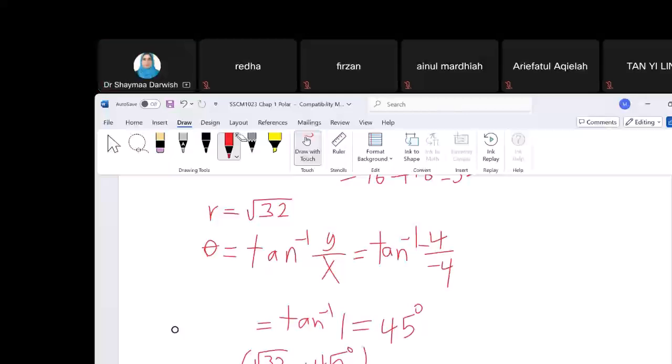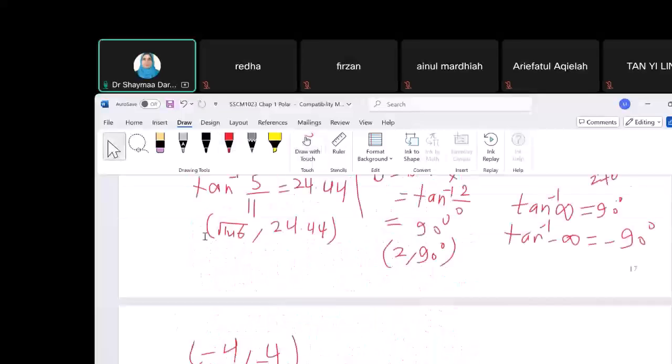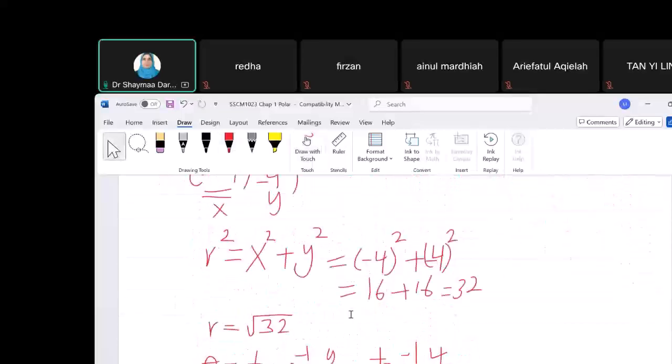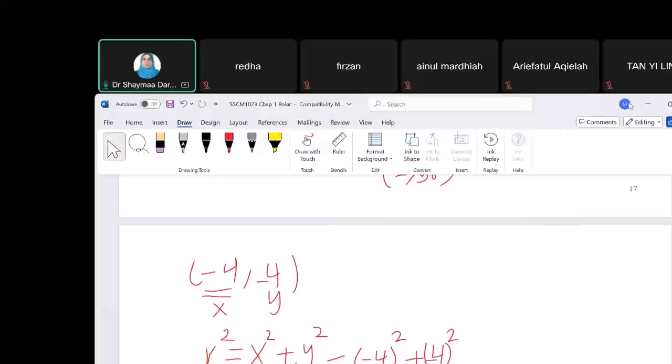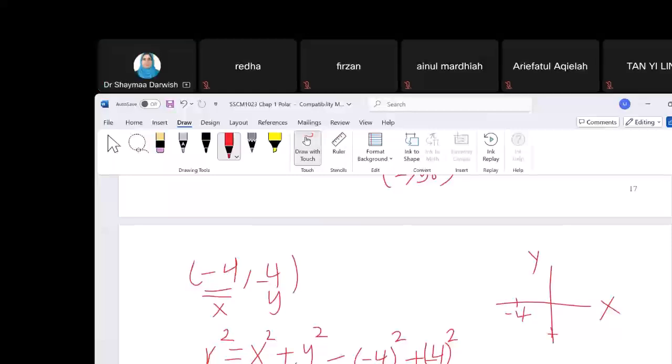Is this correct or not? Okay, check your answer. The point is minus 4 and 4. If I need to plot this point in Cartesian, this is x, this is y. If minus 4 is here, the point should be here in Cartesian. Right, this is the point, minus 4 and 4.